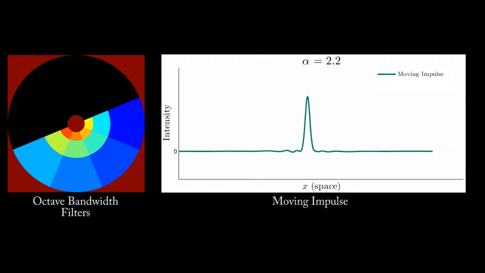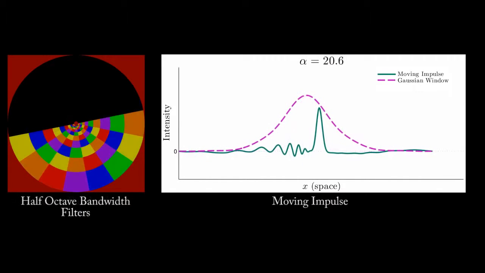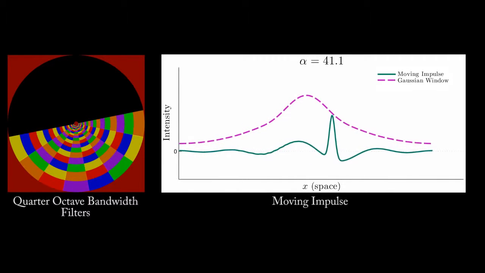The representation we use determines the maximum magnification possible. With an octave bandwidth pyramid, the magnification of the impulse is limited because it is attenuated by its Gaussian window. We can deal with this artifact by using a half-octave pyramid. This results in a wider spatial support for the filter. We can widen it further with a quarter-octave pyramid.